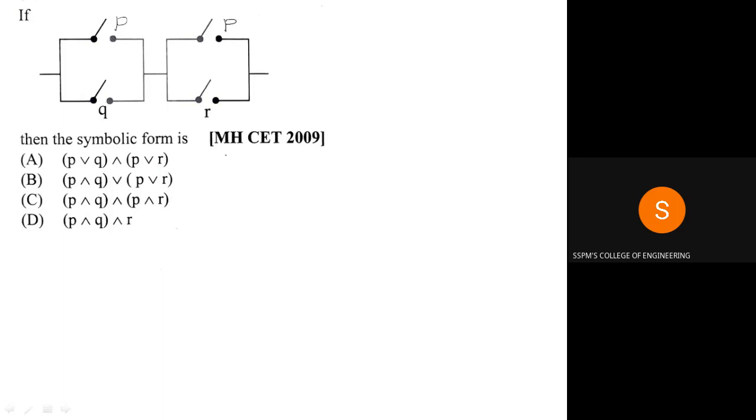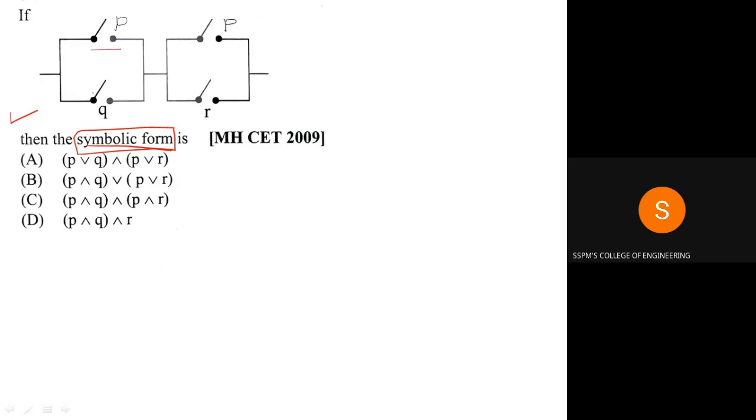Now this is also a previously asked question. We have been given a symbolic diagram of a circuit, and we have been asked for the symbolic form of that circuit. So what is the symbolic form? You must have learned this in 12th.